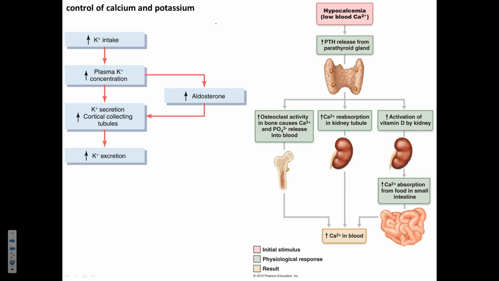Where do you have more potassium? In the cells or out of the cells? In the cells. So if you eat 5 pounds of bananas, which contain a lot of potassium, technically your potassium concentration in extracellular fluid should spike right away.